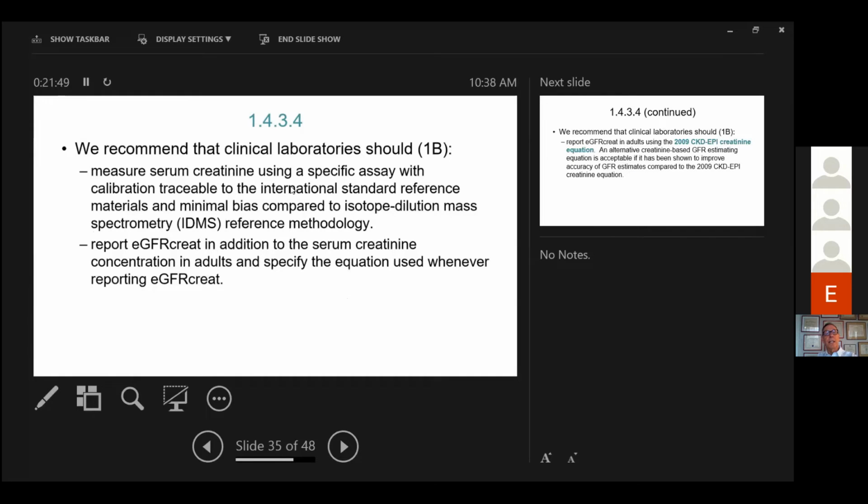We recommend the clinical labs should measure creatinine using a specific assay with calibration traceable to the international reference method, which is IDMS. They should report the eGFR creatinine in addition to serum level and specify the equation used whenever reporting it. So that way we should all know. There shouldn't be don't know.